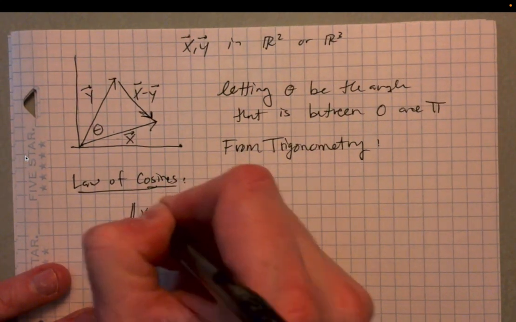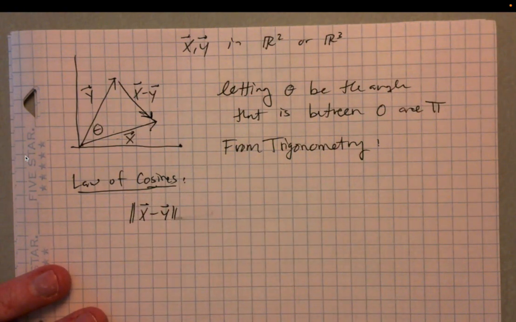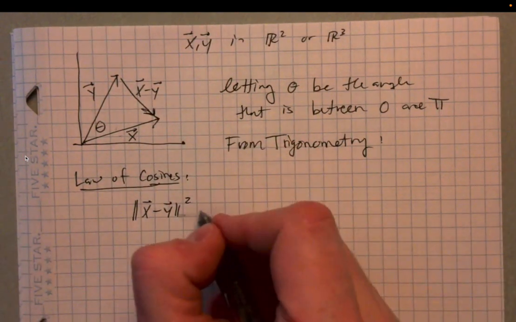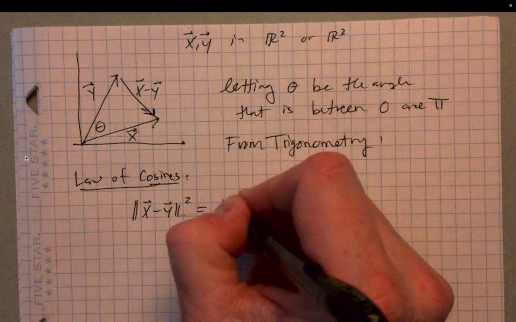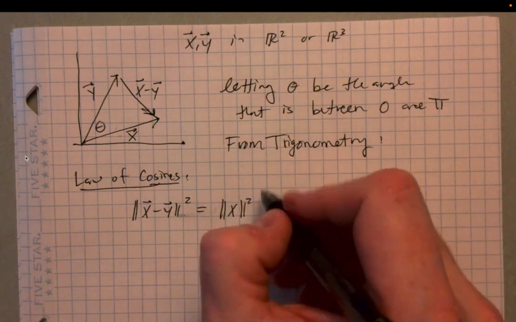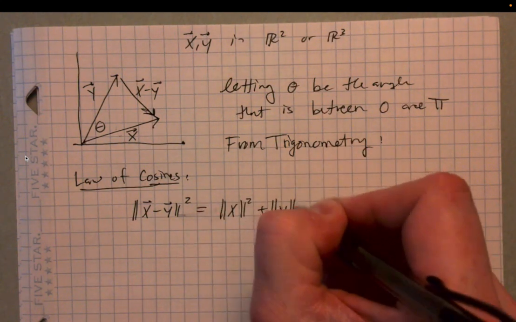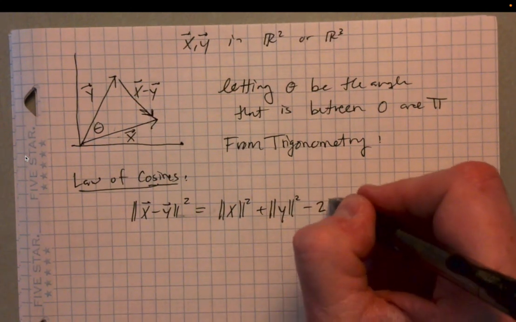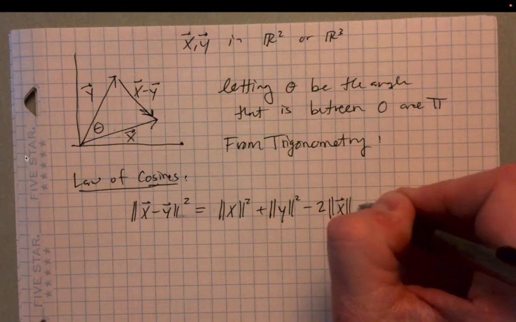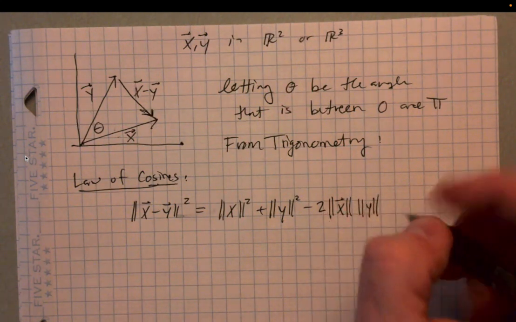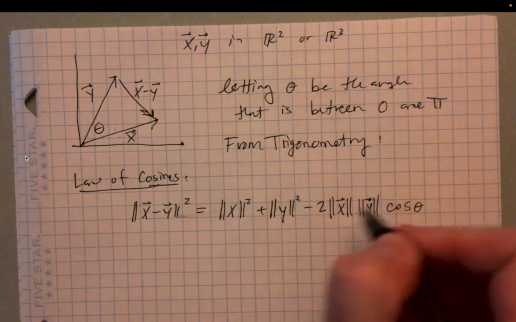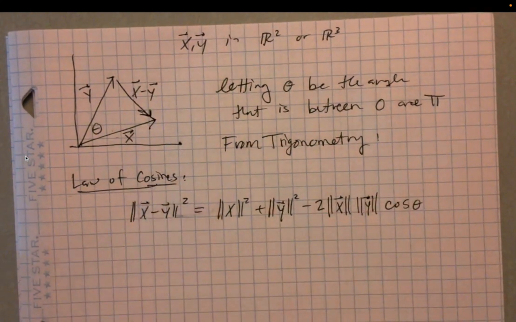The norm of x minus y. Remember, when I say norm, I'm just talking about the lengths. So the length of this side of the triangle that I've drawn out here is going to be equal to the norm of x squared plus the norm of y squared minus 2 times the norm of x times the norm of y times cosine of theta. This is something called the law of cosines from trigonometry.